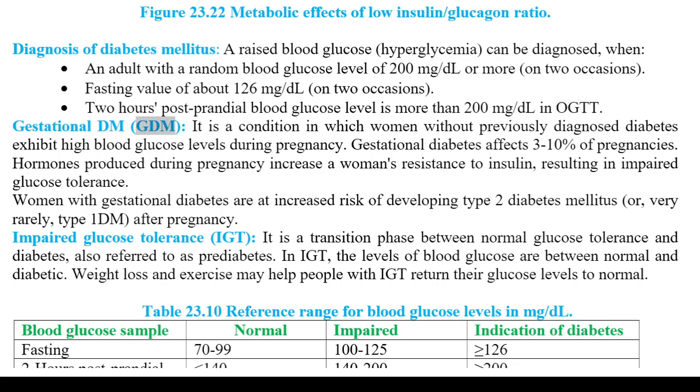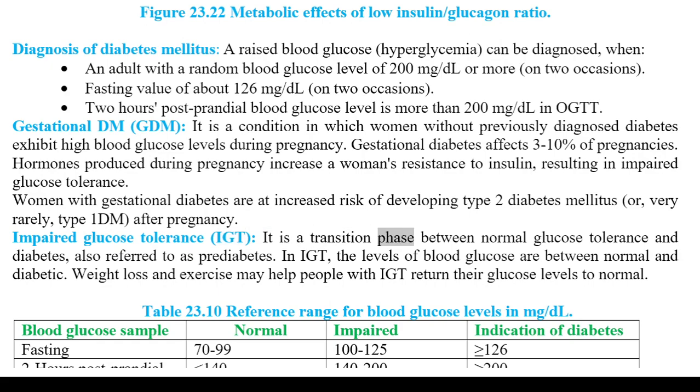Gestational diabetes, GDM, is a condition in which women without previously diagnosed diabetes exhibit high blood glucose levels during pregnancy. It affects 3 to 10% of pregnancies. Hormones produced during pregnancy increase a woman's resistance to insulin, resulting in impaired glucose tolerance. Women with gestational diabetes are at increased risk of developing type 2 diabetes mellitus, or, very rarely, type 1 DM, after pregnancy.